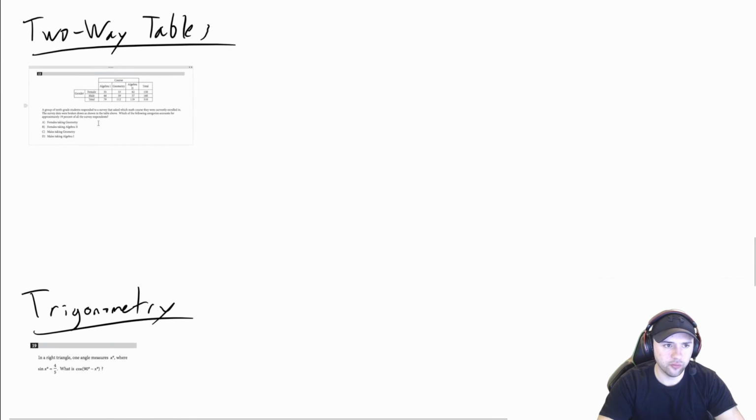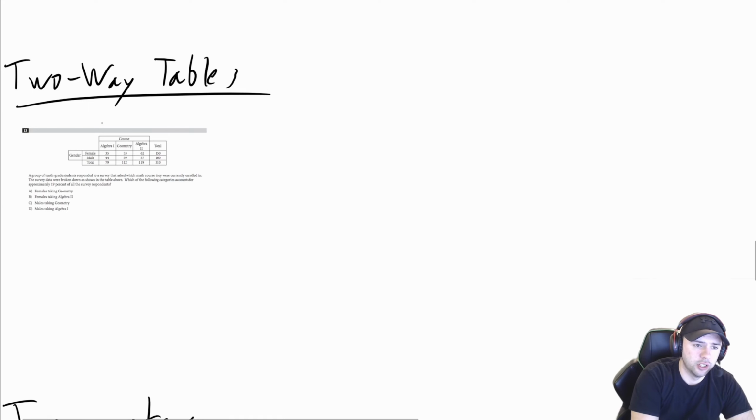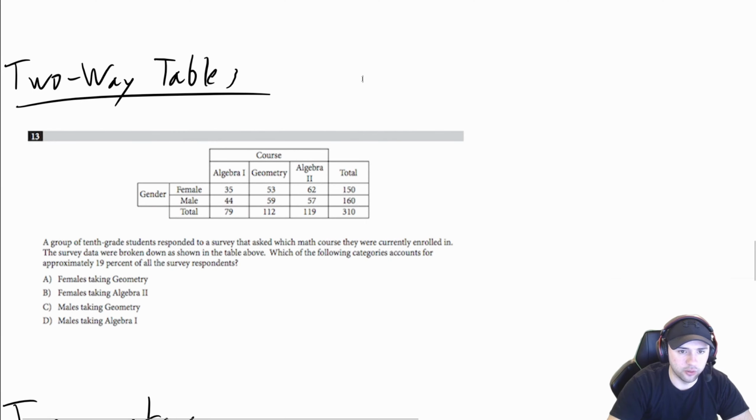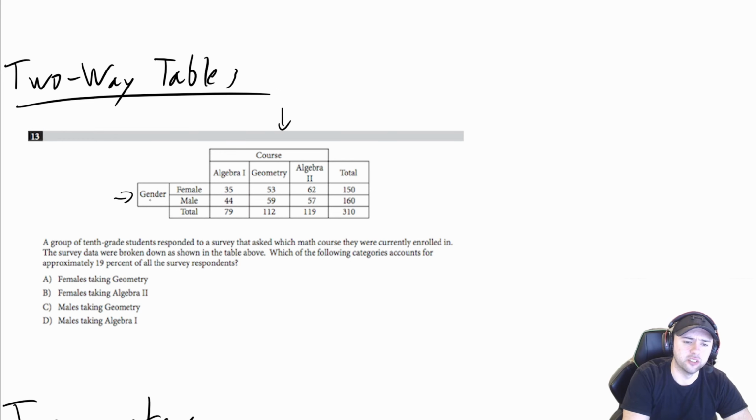Okay. Another topic we see on the SAT is two-way tables. So here, I'm actually going to go ahead and make this one bigger as well so we can read it. It says a group of 10th grade students responded to a survey that asked which math course they were currently enrolled in. The survey data were broken down as shown in the table. So we have gender and we have which course they're in. The other thing you're going to see with these two-way tables is the total columns, which is really handy. And if they're not there, you should usually make them yourself.